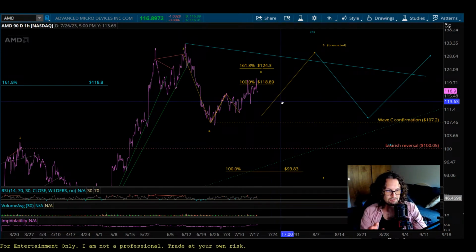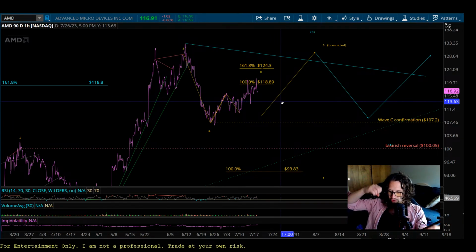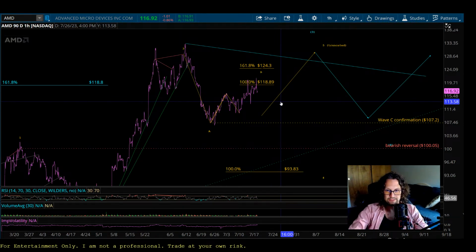Everyone's looking for a big dramatic move, big push up or a big push down. What if the market just drifts sideways for 5 years? That'd be annoying, right?